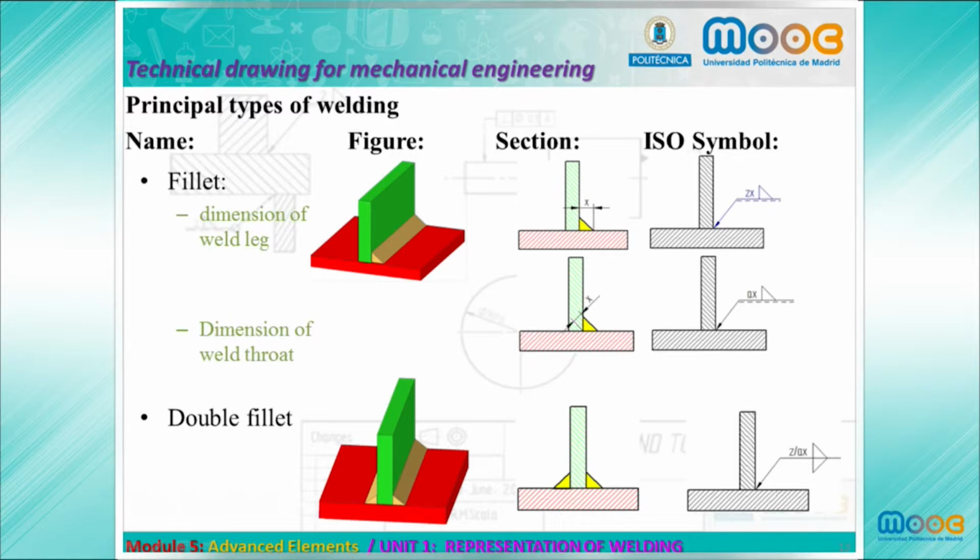The other principal type of welding is the T or fillet weld. In this case, the triangular section can be dimensioned by leg or by throat. We can have single welding or double welding for the fillet weld.